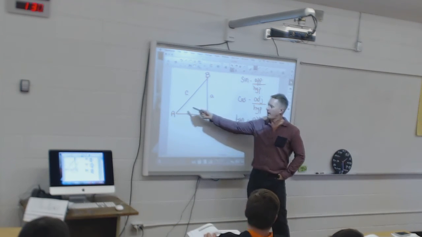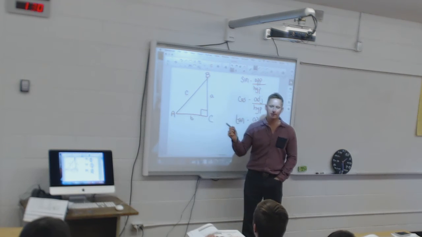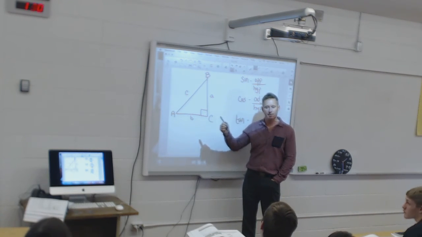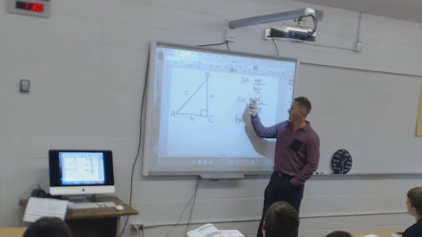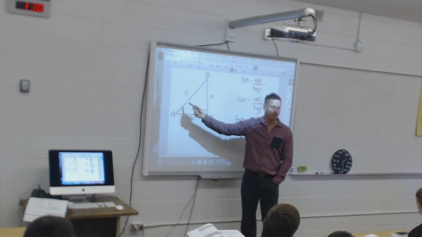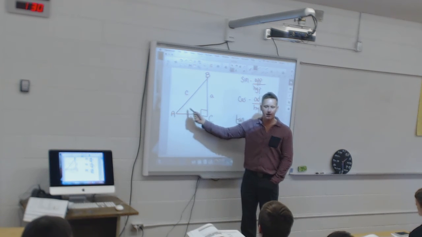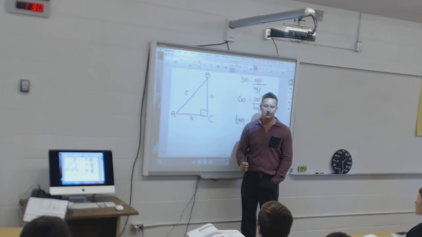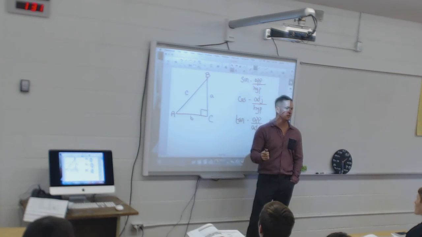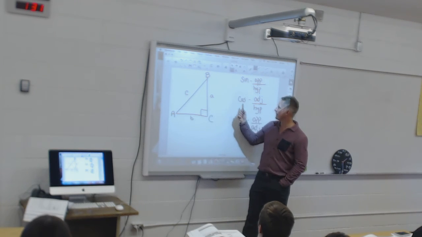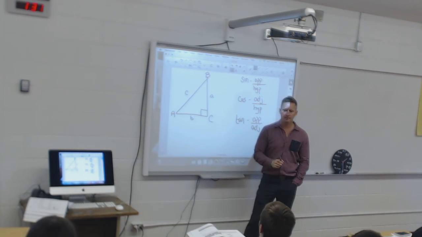To find the measure of an angle, I have to compare the lengths of two sides. And depending on what I'm given, I have to use sine, cos, or tan. If I'm looking for this angle right here, I'm going to give you two of the three sides. And depending on what the sides are, I have to determine whether I use one of these three. You follow what I'm saying so far?